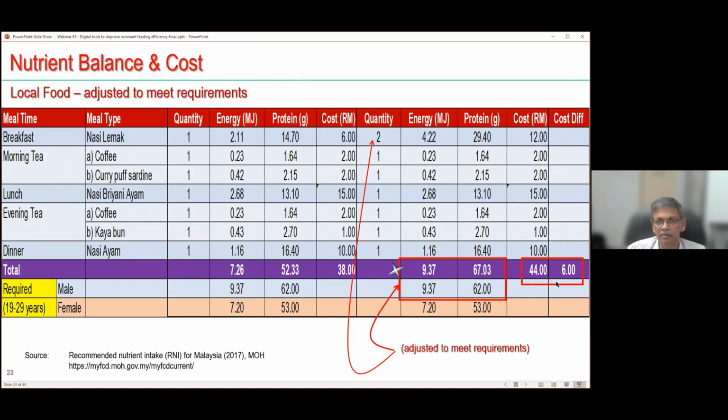And then dia dapat makan, tapi cost dia meningkat RM6. So now the cost becomes RM44. Tapi dia meet energy requirement dengan protein requirement. It's in fact slightly more lah untuk protein. So tapi cost dia meningkat. So this is one method of feeding.